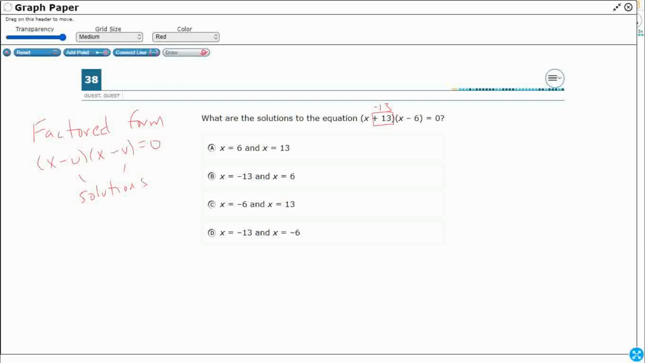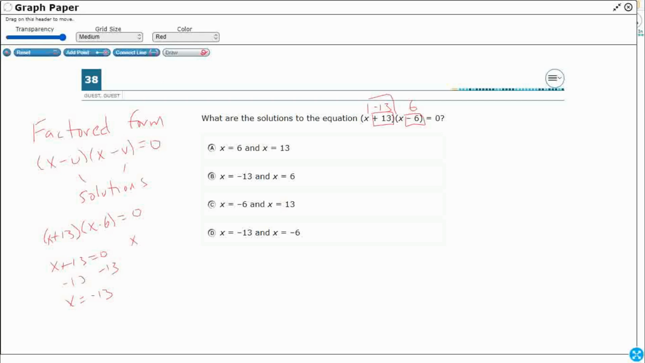In order to get a negative 6, that's pretty easy. That's a positive 6. This is why. So if we do x plus 13 and x minus 6, what we do is we just set both of these to 0. So x plus 13 equals 0. We solve for x, subtract 13 from both sides. x equals negative 13. So that's where this negative 13 comes from.